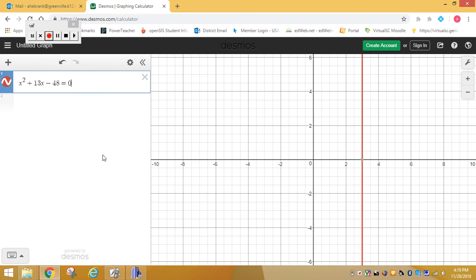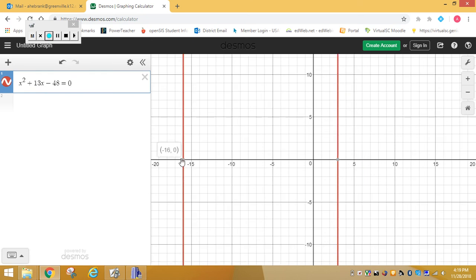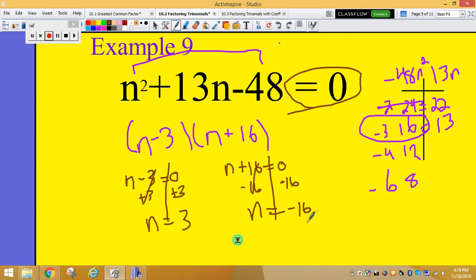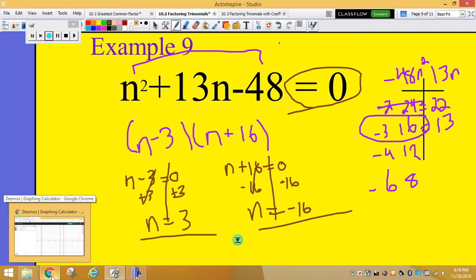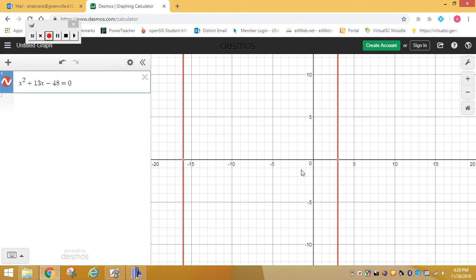Okay, so if you look, I'm going to zoom out just a little bit so we can see. Look, it crosses your x-axis twice. And look at where it crosses. It crosses at -16 and it crosses at 3. Well, guess what our answers were? -16 and 3. So if it says equals 0 and you just want to do it on Desmos, I am totally fine with that, as long as you know what you're looking for. When it says equals 0, it means where does it cross your x-axis? Well, it crosses here at -16, that's an answer, and it crosses here at 3, okay?